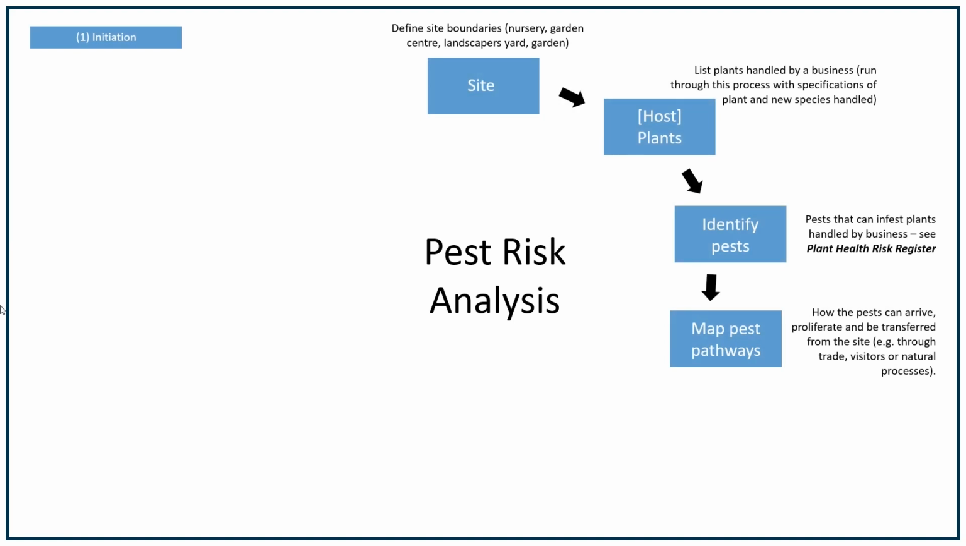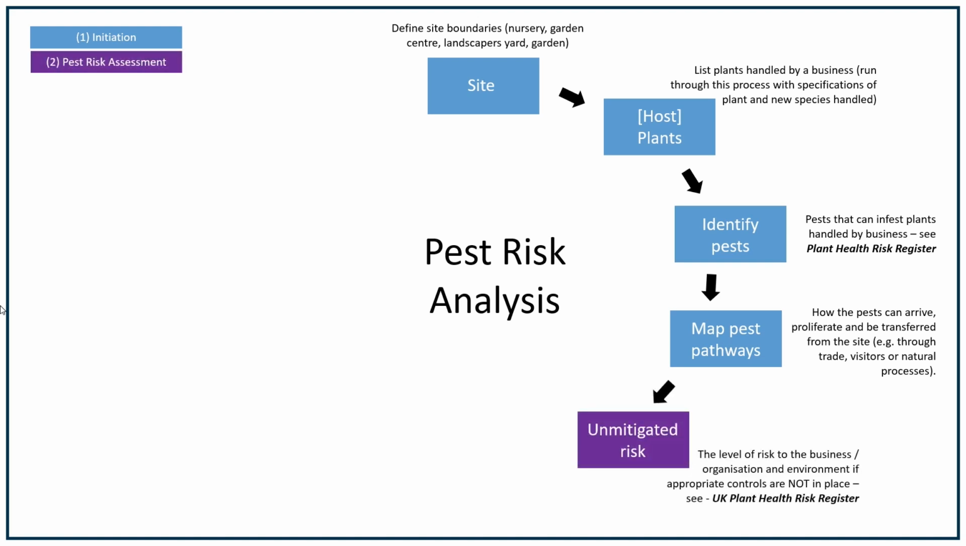The first stage is initiation. Identify the extent of a site or sites. List all of the host plants grown and handled. Identify the pests associated with the host plants. And map the pest pathways onto the site. The second stage is assessing the unmitigated plant biosecurity risk from the business or organisation's operations.